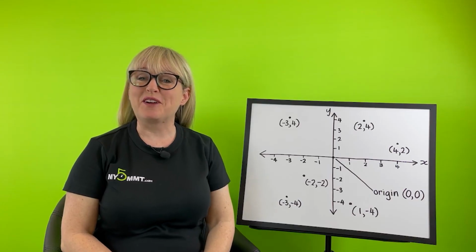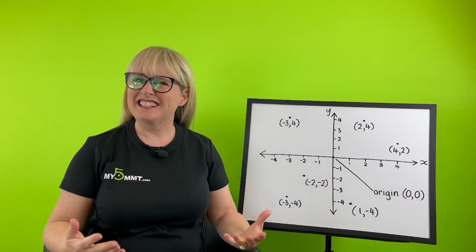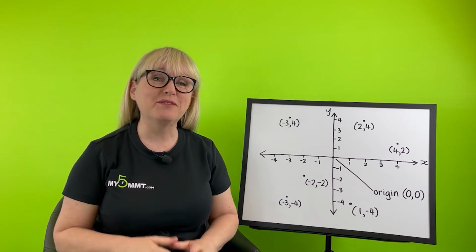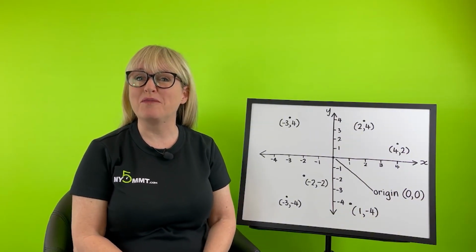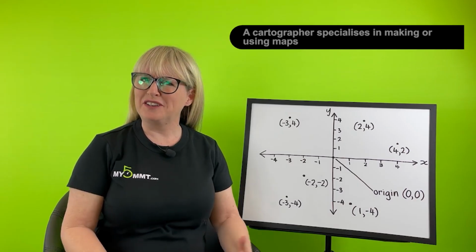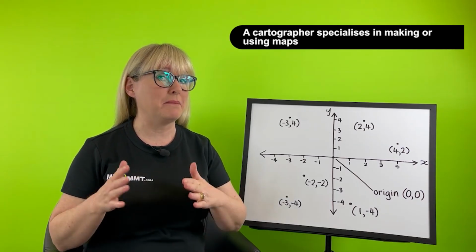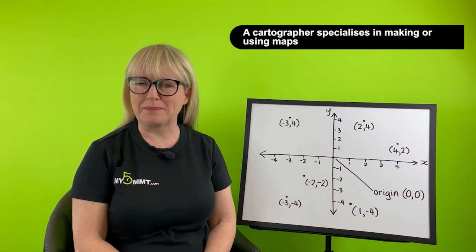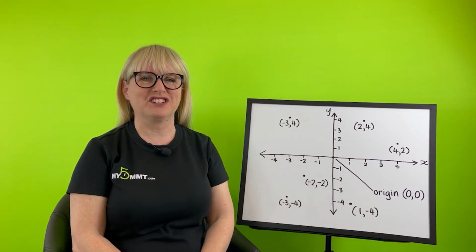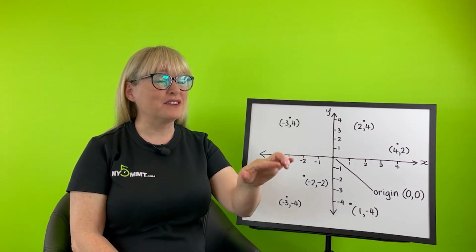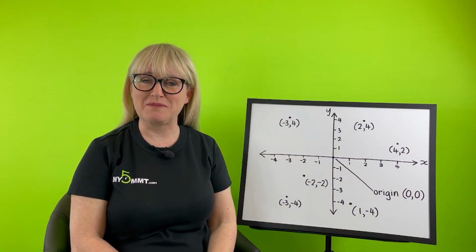This maths summary focuses on the Cartesian plane and plotting coordinates. Cartesian's an unusual word, but if we link it to cartographer, we'll understand more of what we're talking about. If you haven't heard of a cartographer, that's somebody who specializes in either making or using maps. They use maps to locate an exact position, an exact specific location. We're doing the same thing when we use our Cartesian plane.